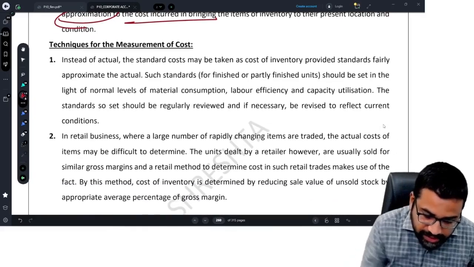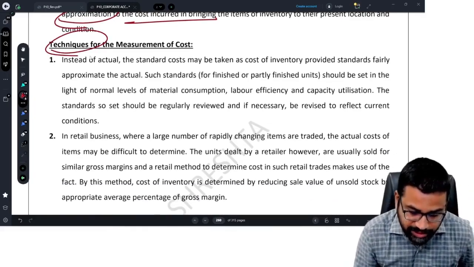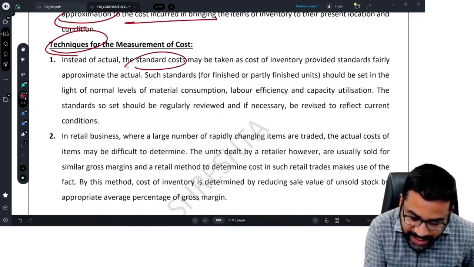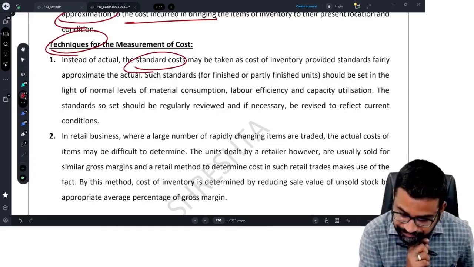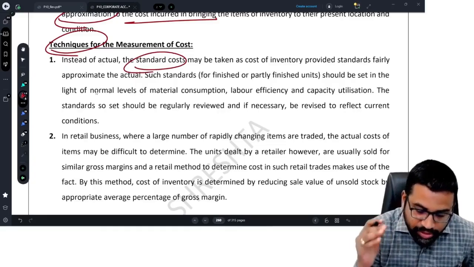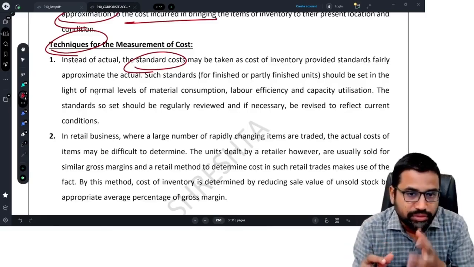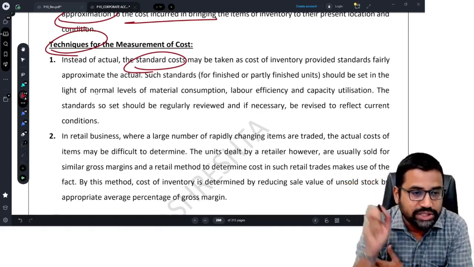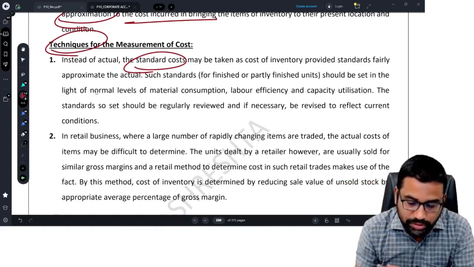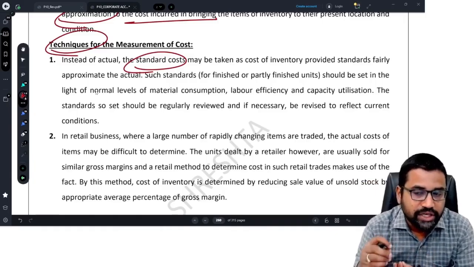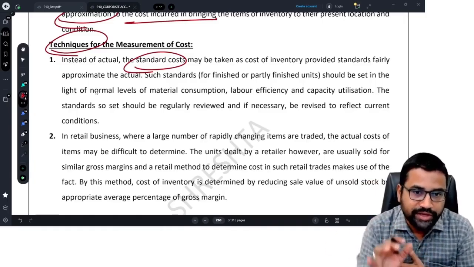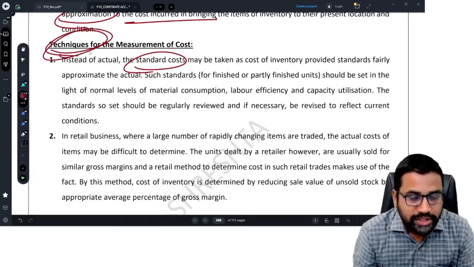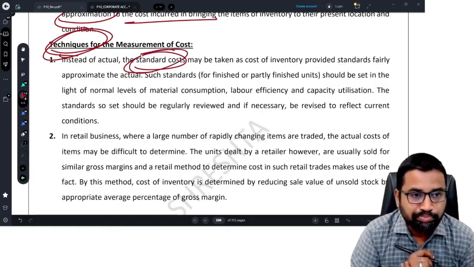Now, apart from that, they have given some other techniques of measurement of cost. What is that? Instead of actual cost, the standard costing method can also be followed. But when you are determining the standard cost method, we need to determine the standard, average cost of the product. Suppose the company is measuring inventories at cost or NRV. To determine the cost, these are the techniques for measurement of cost: we can follow the standard cost method.